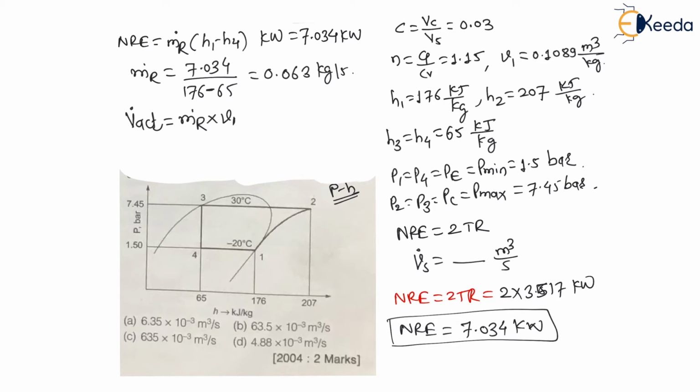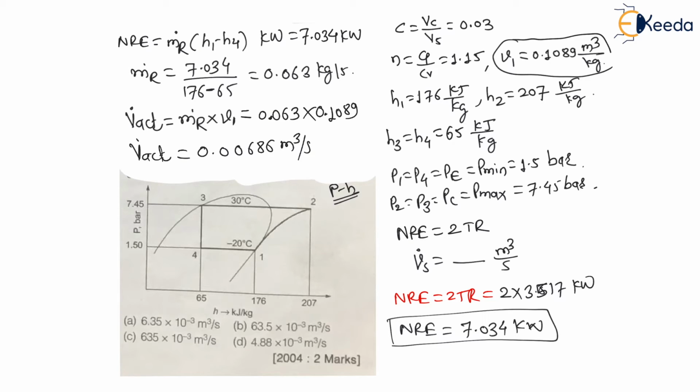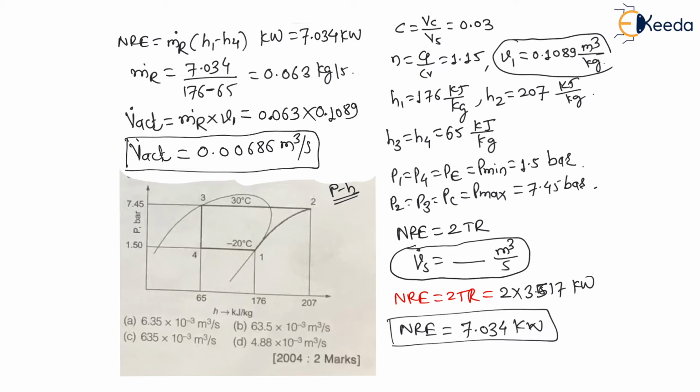Therefore, my dear students, the actual volume flow rate will be equal to mass flow rate, 0.063, into here the specific volume is 0.1089. So if I find this actual volume flow rate, it is equal to 0.00686 meter cube per second, right? Now, once this actual volume flow rate is calculated, we can find the required answer, that is, what is the swept volume flow rate or displacement volume flow rate? Actual volume flow rate is for refrigerant, and displacement volume flow rate is for piston, the actual displacement of piston, right? So, my dear students, let us move on.